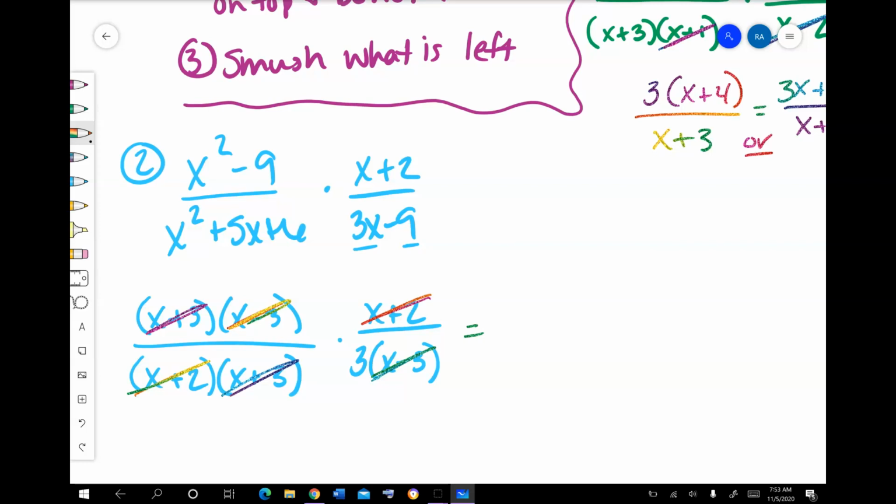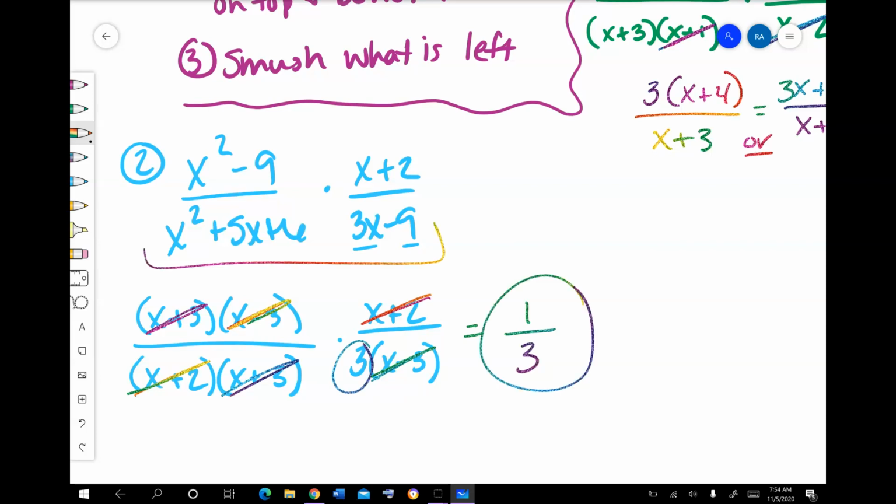Now, if you don't have a denominator, okay, but you got to have a numerator. So we're going to put a 1 there. If everything in the numerator cancels out, you put a 1. And then the only thing left is this 3. So this expression just reduced down to 1/3. Mind blown.